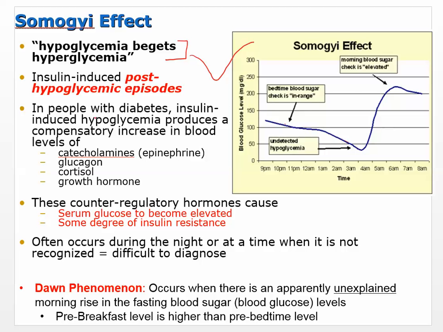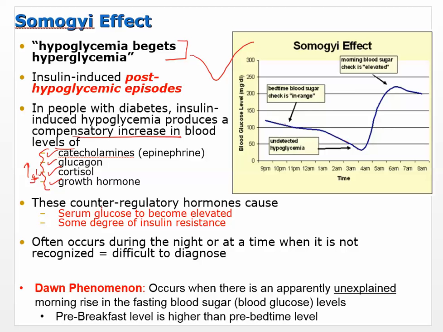And so in people with diabetes, insulin-induced hypoglycemia produces a compensatory increase in blood levels of catecholamines, glucagon, cortisol, and growth hormone. All of these things will contribute to increasing glucose. And so that's what you see: a drop, a hypoglycemic event, followed by an increase in blood glucose.